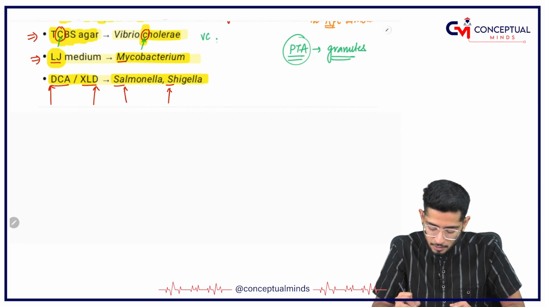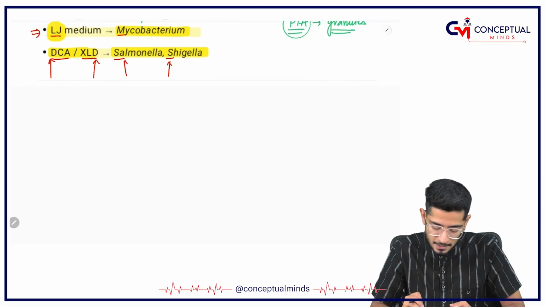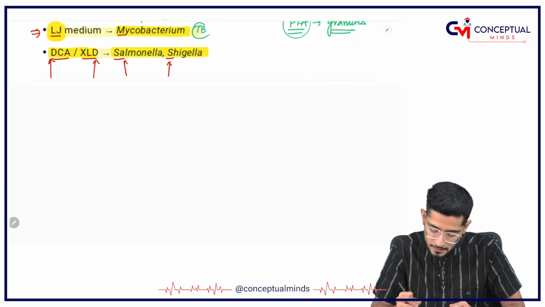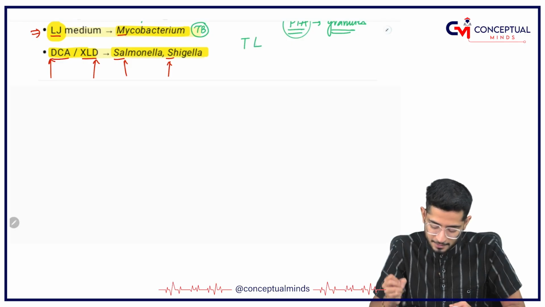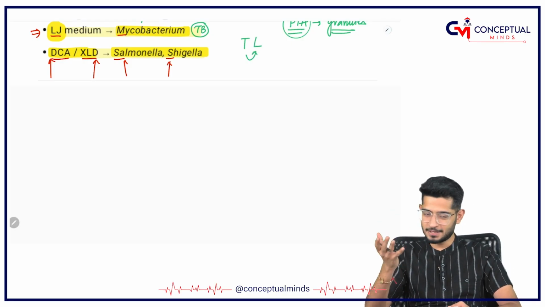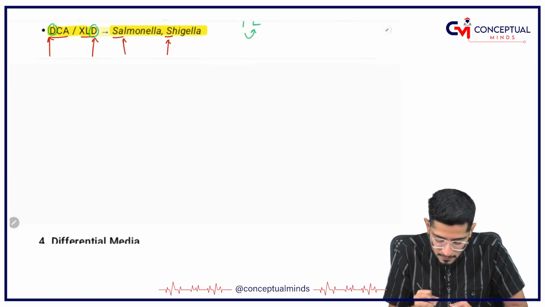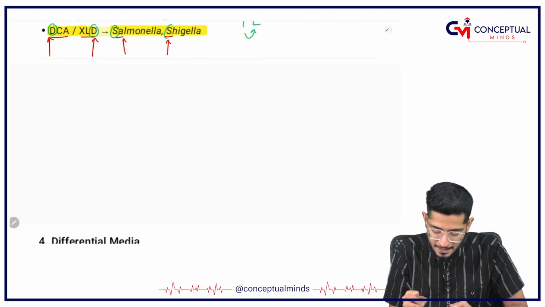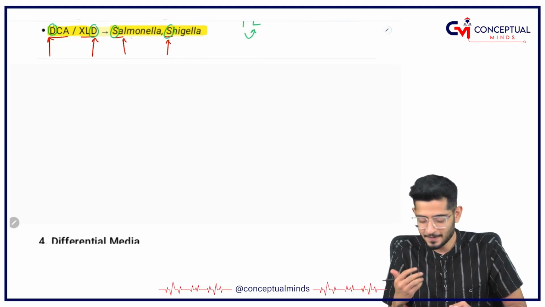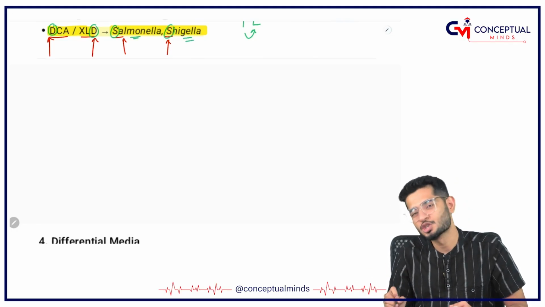Vibrio cholerae, C and TCBS, easy to remember. So here VC, Vibrio cholerae, TCBS is going to be the agar. LJ media, please remember Mycobacterium tuberculosis, TB. T and L are very similar, so TB and LJ media, like that. And the one which is starting with D and ending with D has got S and S, that is going to have Salmonella, Shigella.